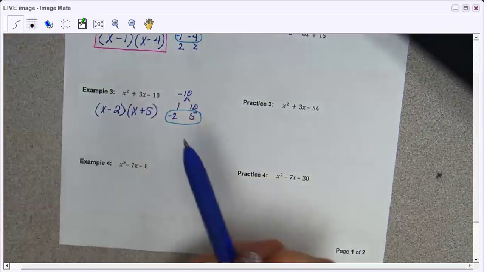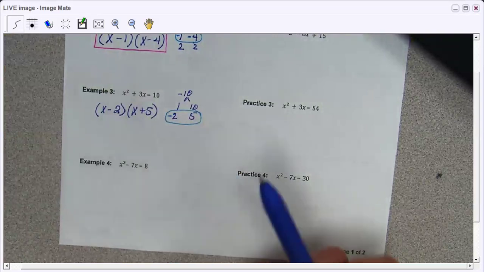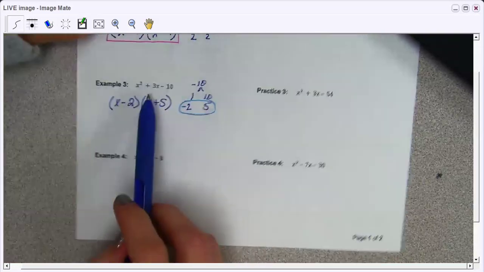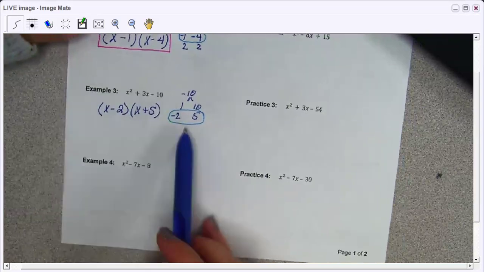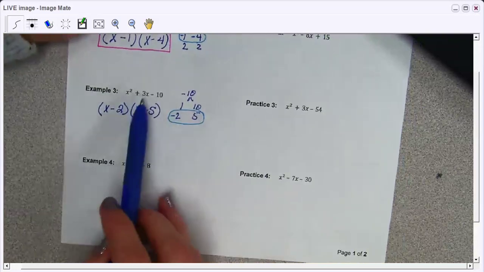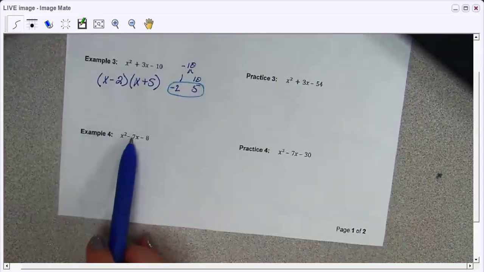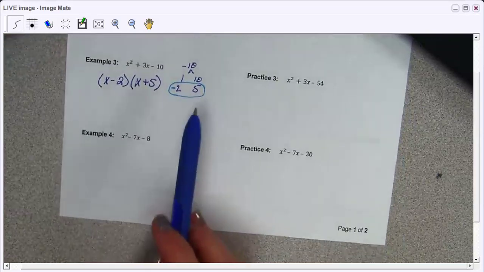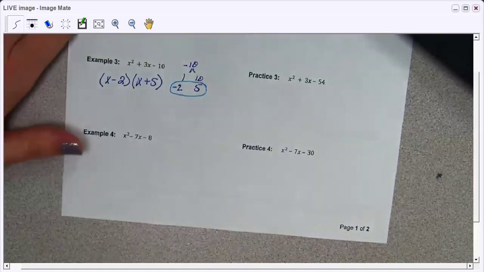And the way to think about this is just like normal integer operations: if your B term is positive, then your larger factor has to be positive. If your B term is negative, like down here, then your larger factor must be negative. Okay.